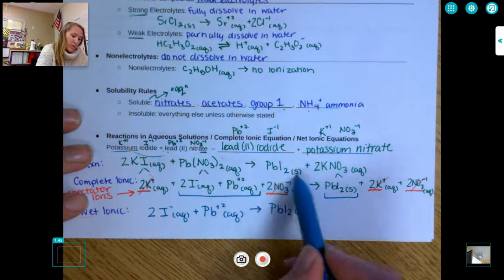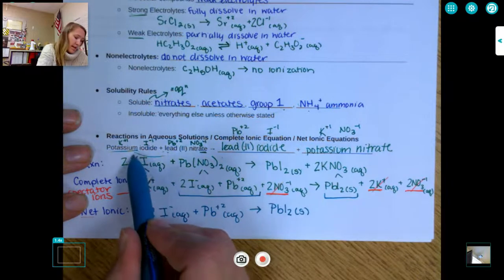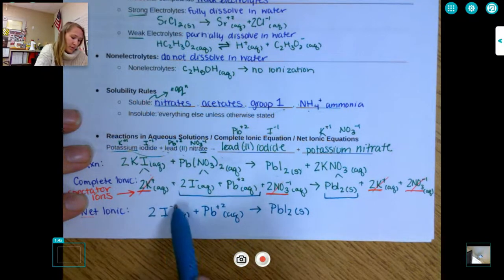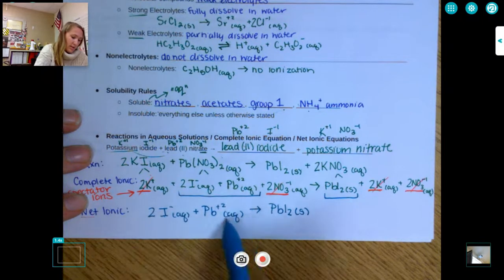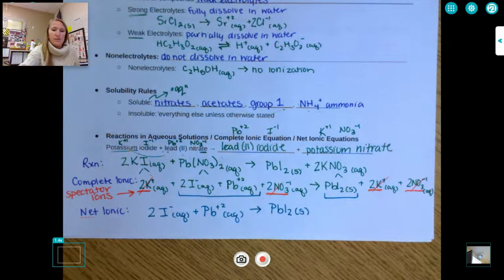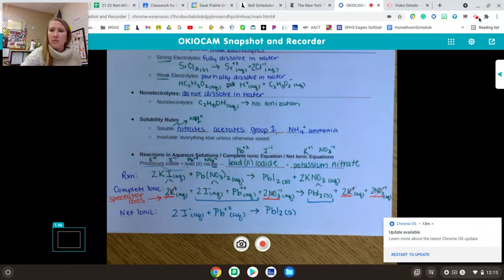So I can just take out what's my solid, what 2 ions made my solid, make sure they've got their charges, they're balanced, their states of matter, and then I can write it as well. So we don't have to go through this step unless it asks us to. And that's the end of your notes for today.